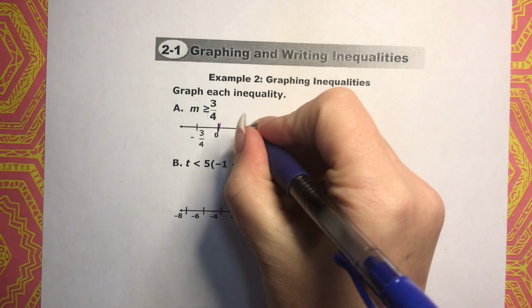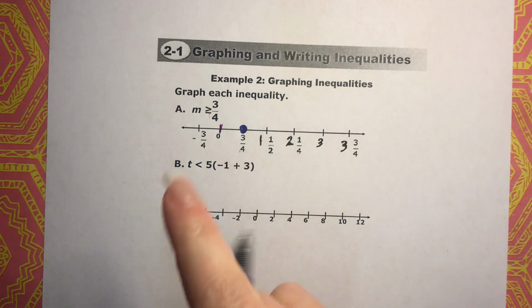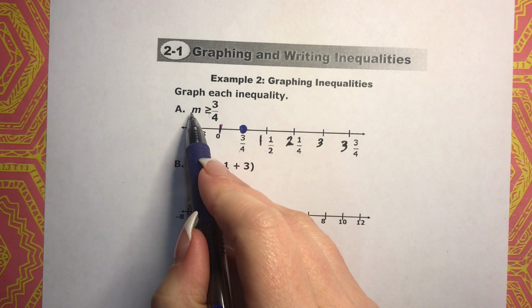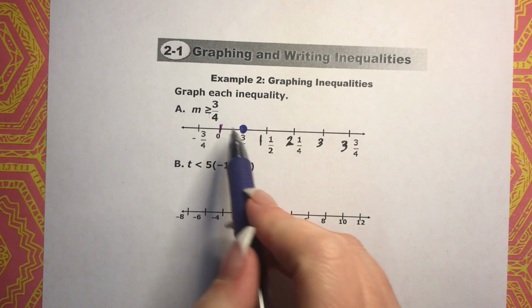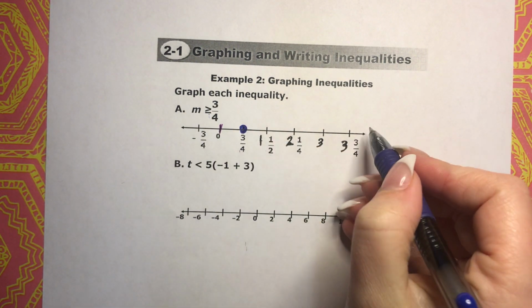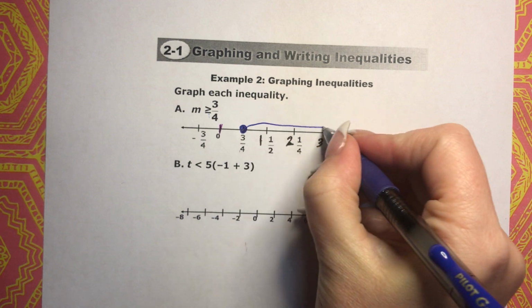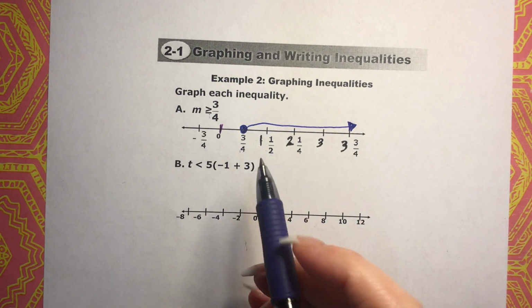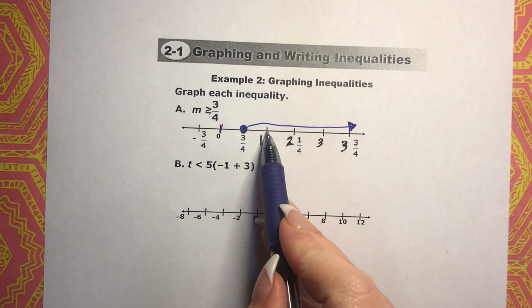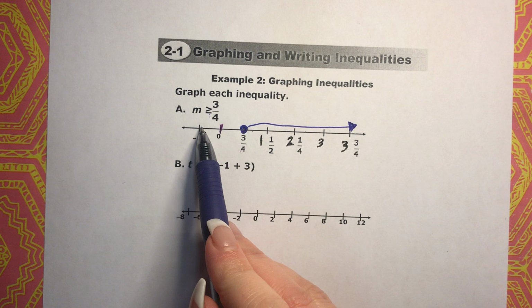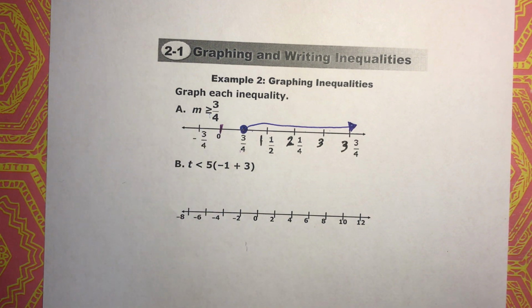So I'm going to include 3/4, and then it's everything bigger than, right? So the alligator's eating the bigger meal, which means m is bigger. All real numbers that are bigger than 3/4 are all this way. So that's pretty much it. This is a solution, solution, solution. Anything over here, not a solution. All right, you got it? So that's how you graph it.